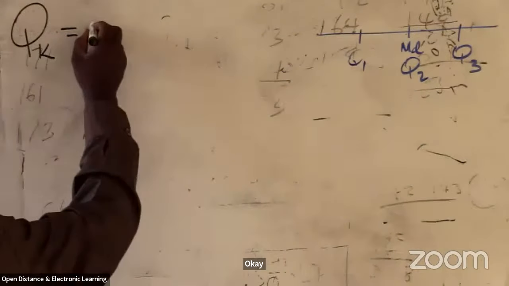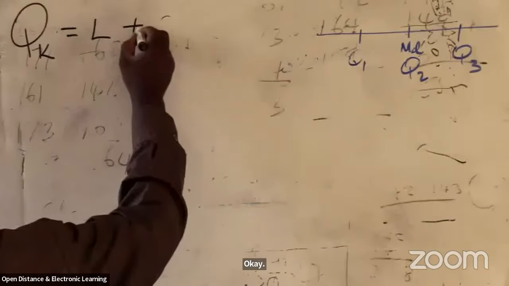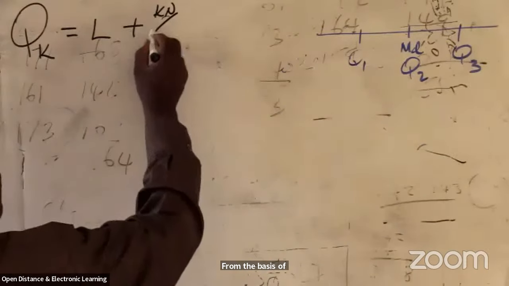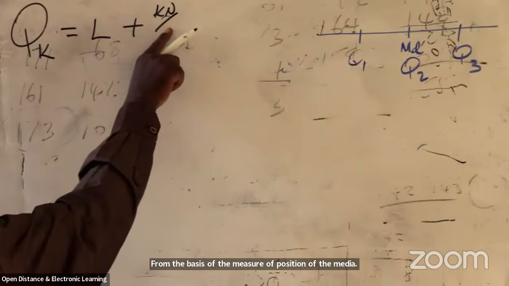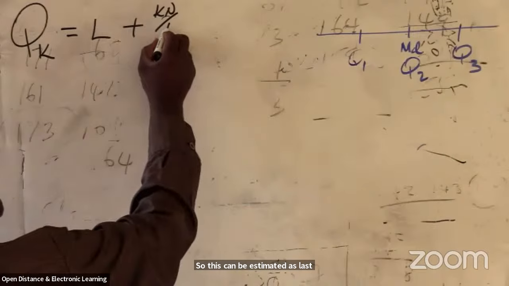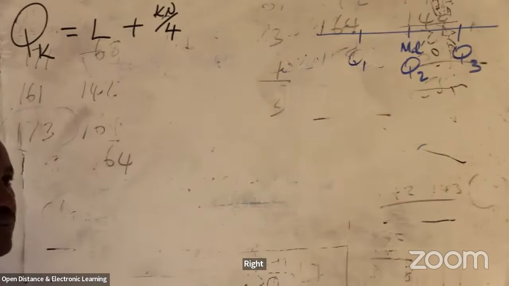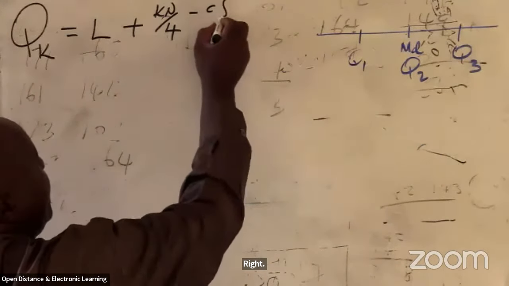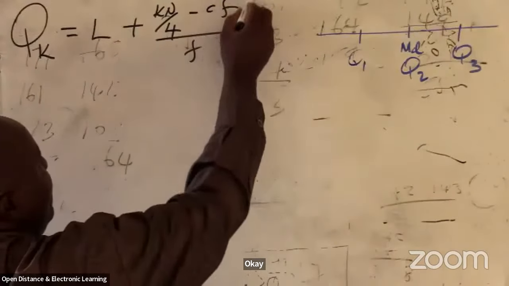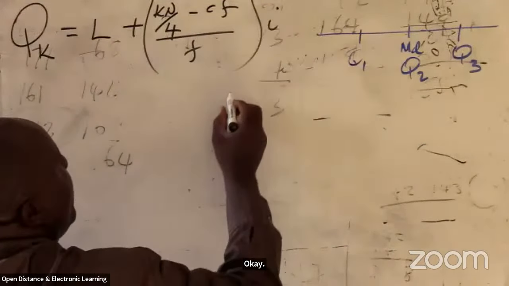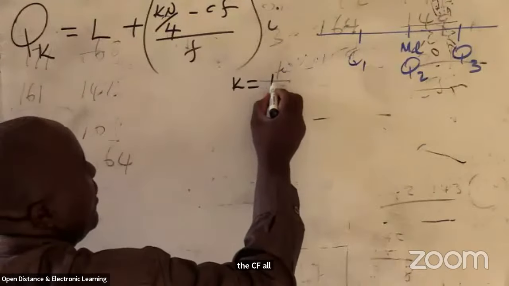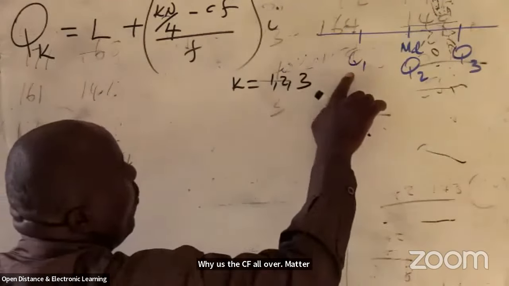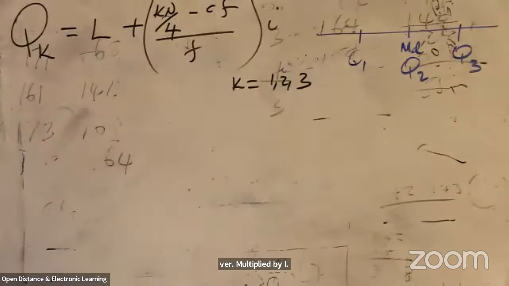So this can be estimated as L plus Kn over, because now it does not divide the data into 2, it divides the data into 4, minus the Cf all over F multiplied by I, where now K will take on values 1, 2, and 3.